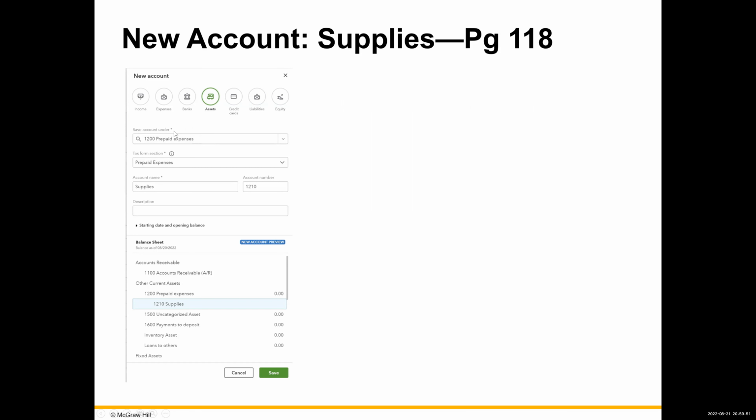So here we're going to save the supplies under the parent prepaid expenses account 1200. Now, when you put in the account name supplies 1210, look how it works. You've got the parent of 1200 prepaid expenses, and then you have the sub account supplies account 1210. And we're going to add two more. We're going to add prepaid insurance, and we're going to add prepaid rent coming up here. So let's do the next one.